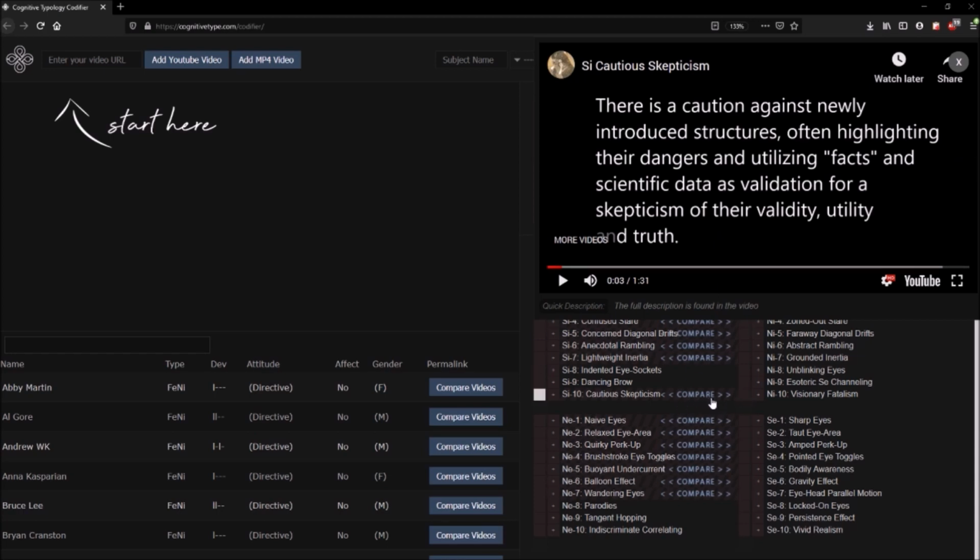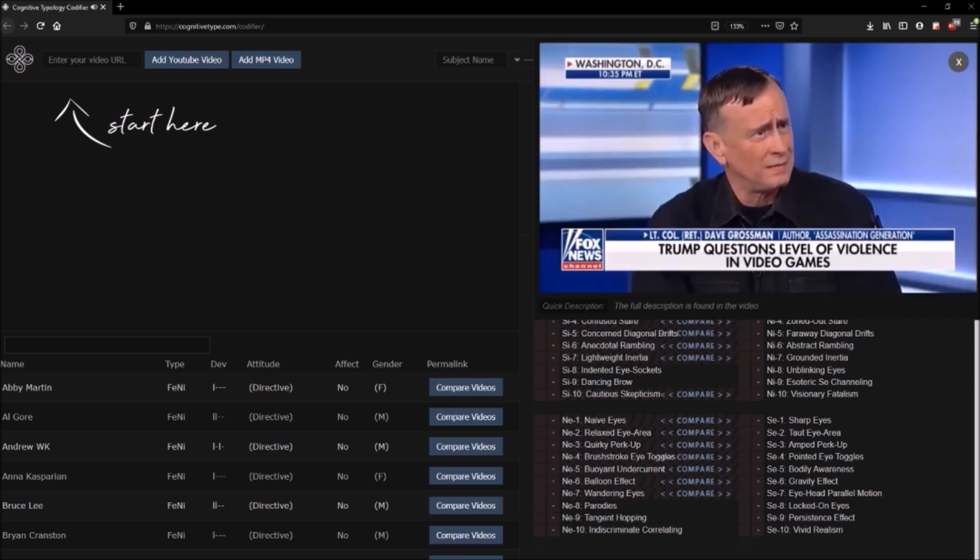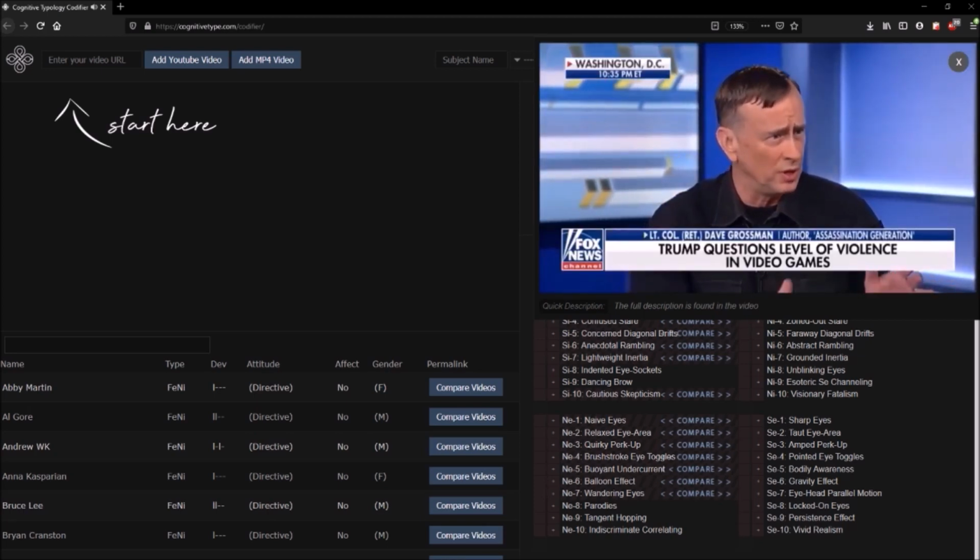So these last two signals, SI10 and NI10, refer to the paranoid aspects of both of these functions. And in SI, its wariness and temperance towards reality is directed towards the gaps in facts about anything. So if there's a gap in the facts, SI remains cautious. And all things being equal, it will default back to the last place that the facts are known.